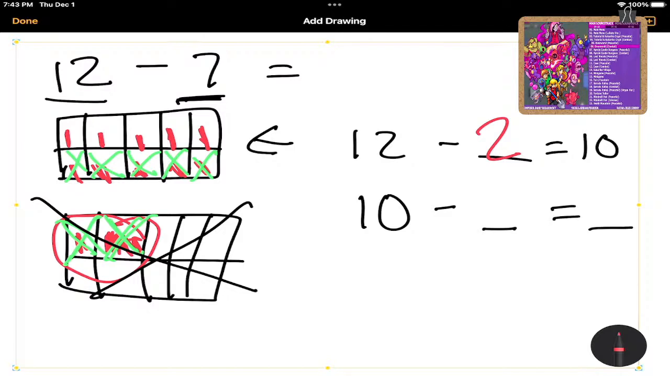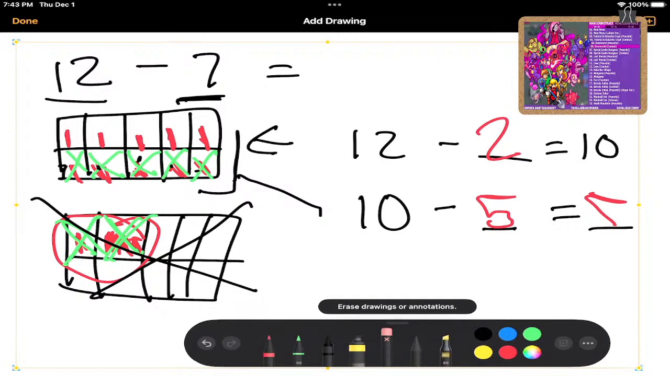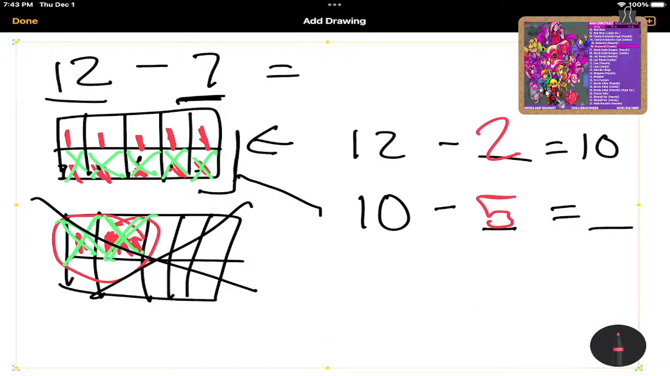So how many did we subtract now? So we have a 10 frame, right? A 10 frame? Okay. How many did we remove? How many of the green ones? 5. So 1, 2, 3, 4, 5. So 5. So what's 10 minus 5? Okay. I know. You're right. I read 10 minus 5. So what's 12 minus 7?